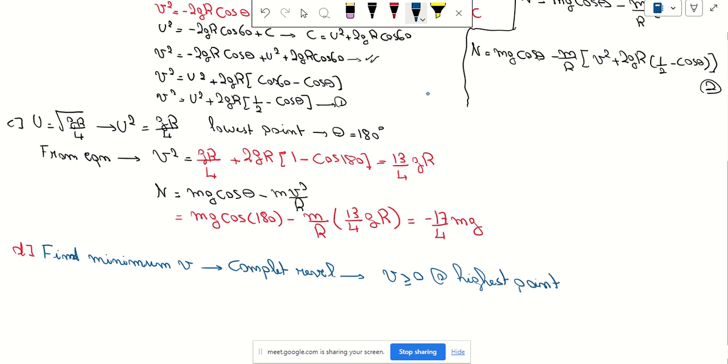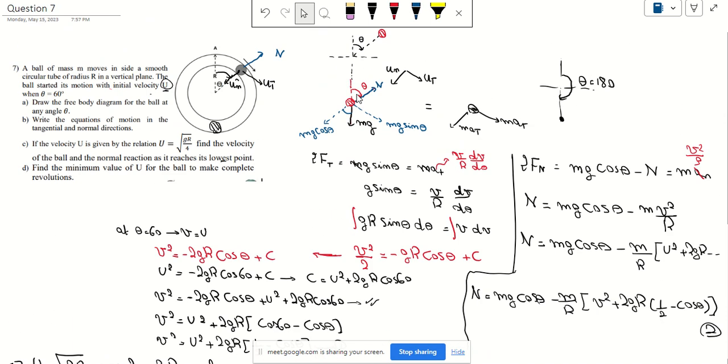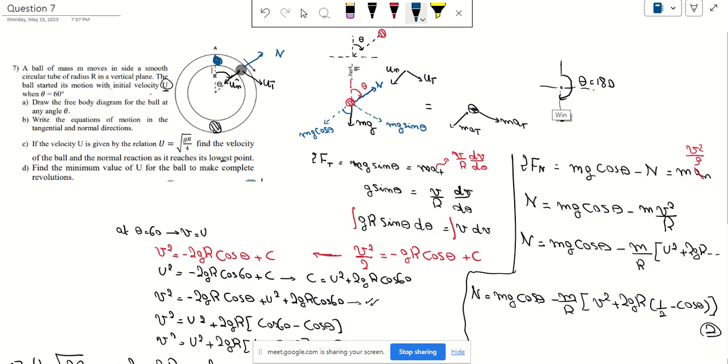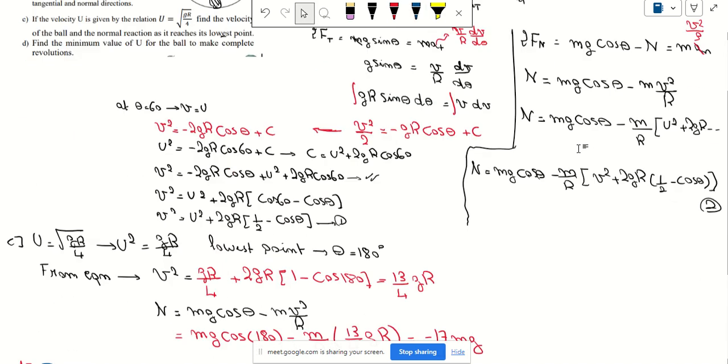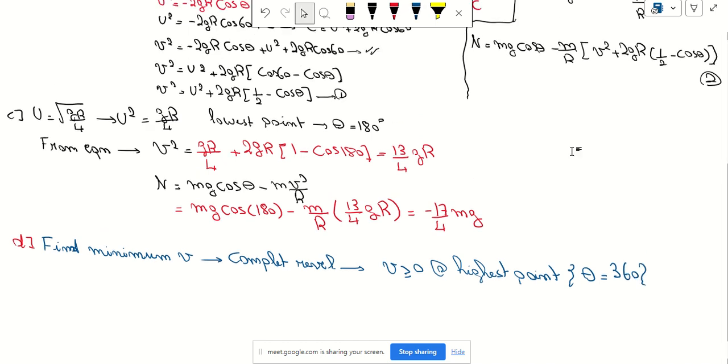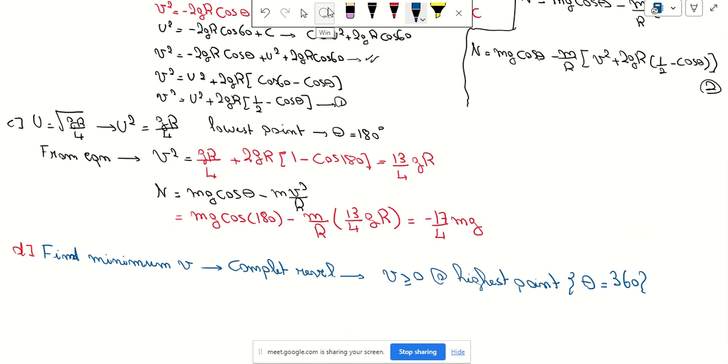And what is theta equal to at the highest point? Theta at this one could be 0, or it could be 360, a complete cycle. So let's make it 360 to make it more convenient. So theta is equal to 360. And again, we just need to check for one condition, which is V.